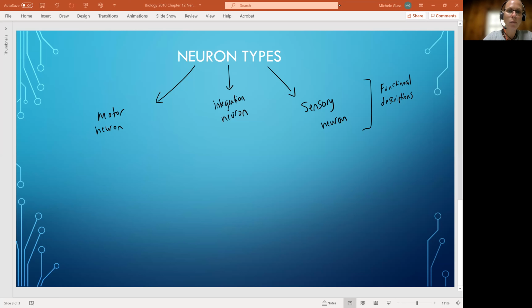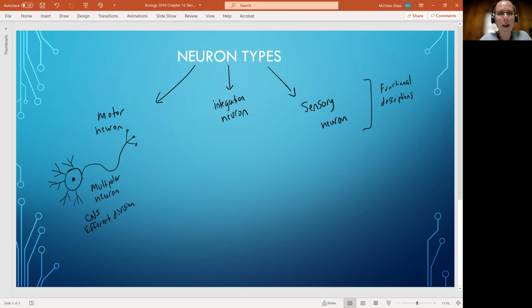So we talked about the motor neuron as the multipolar neuron, and that's the one that we've been drawing where you have a cell body with a nucleus, you have several dendrites coming off. You can sort of make those look like tree branches, and then you have that one long axon ending in the axon terminal and the axon knob. So that's our multipolar neuron. And we're going to see this in our central nervous system, and we're going to see this in our efferent division, where efferent is talking about directing our effectors or our responses.